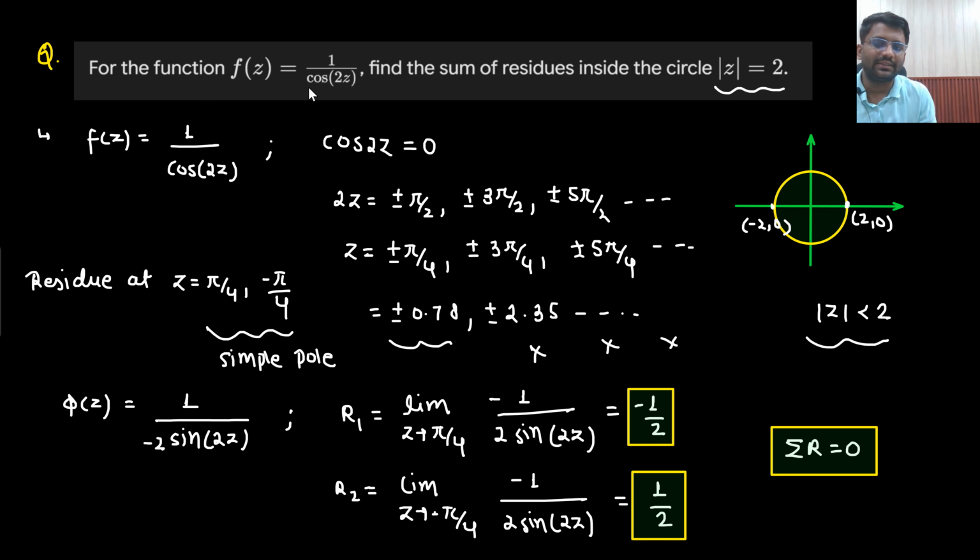Or you can simply think that, sir, wherever cosine is 0, my sine would be 1 or minus 1, right? Where cosine is 0, then sine would be either 1 or minus 1, because sin square theta plus cos square theta is 1. So at one point it is coming out to be 1, and at the other point it is coming out to be minus 1. That means they will cancel out each other. Summation of R is 0.